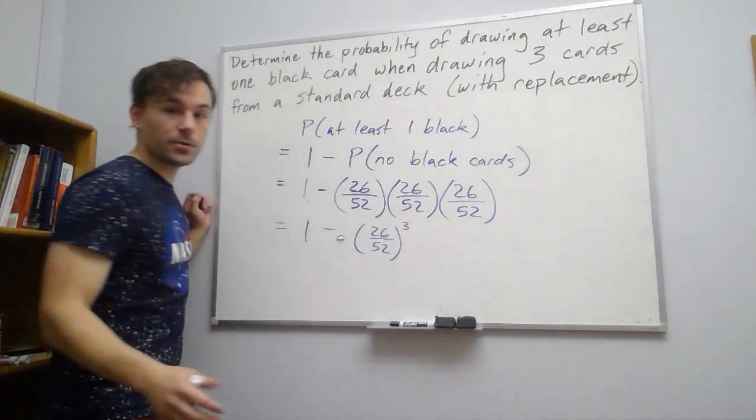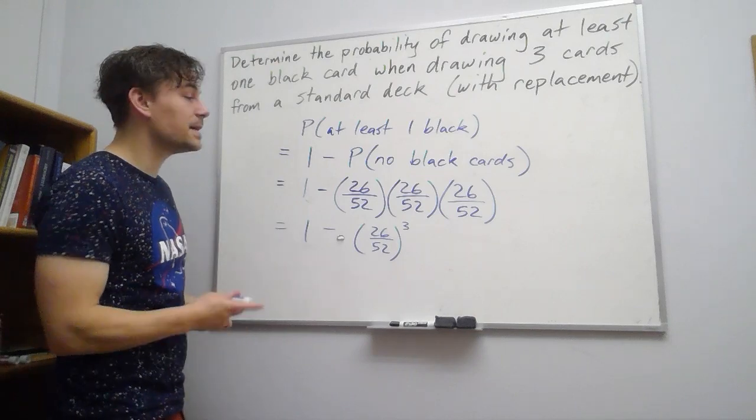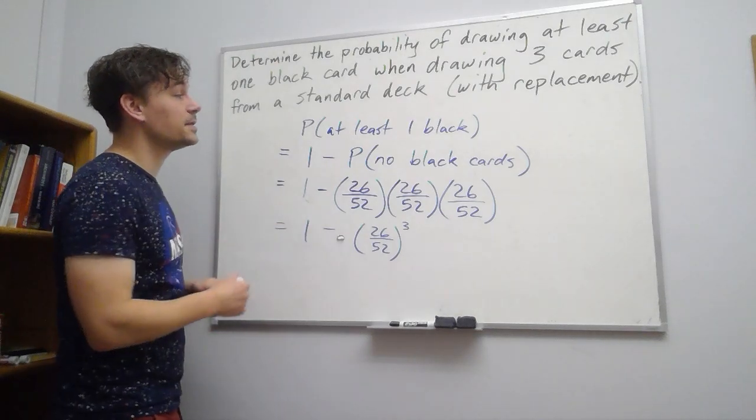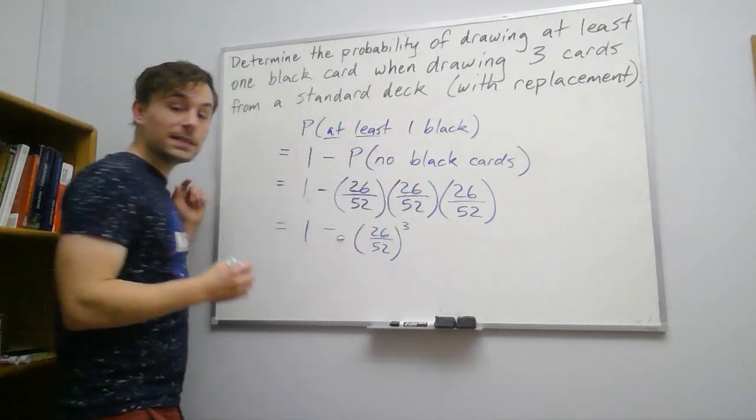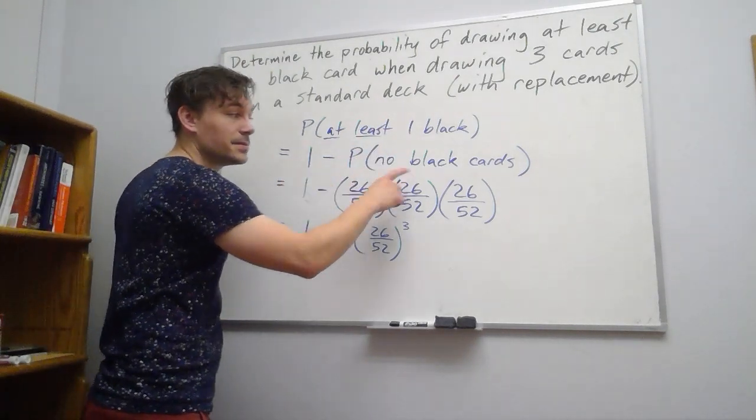So we can punch this into our calculator. I'm not terribly worried about what that number is. I'm more interested in the process. But this is a way to handle the at least type of scenario, is looking at our complementary event, 1 minus the complement.